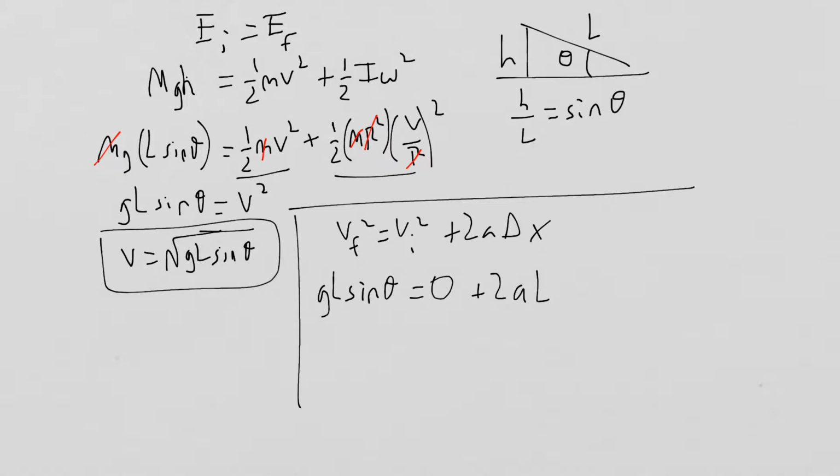Right? So a is now our unknown that we solve for. We can cancel the L's, and we divide by 2, and we get a has got to be g over 2 sine theta. Right? Once again, exactly the same as we got before. So either one of these approaches works.